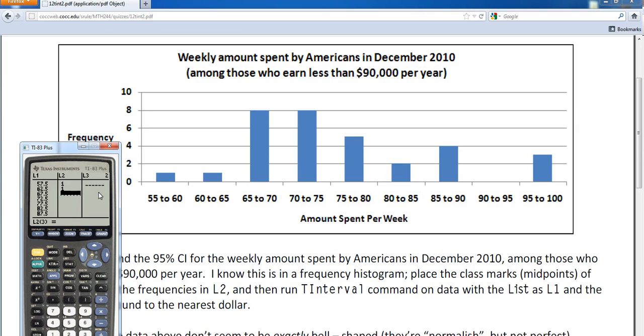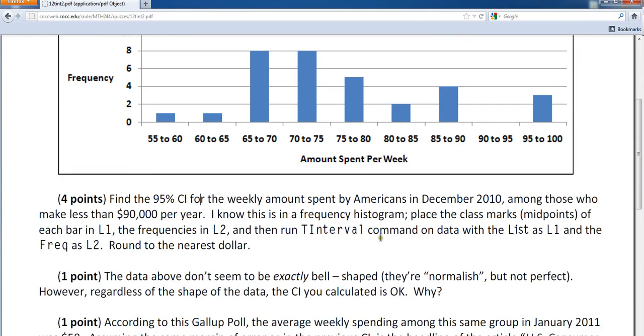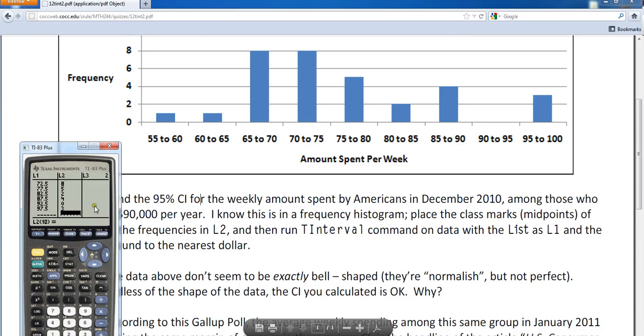Frequencies go in L2. There we go, we got our data in now. And the first thing I want you to do is find the confidence interval. We can use that to discuss. So let's find it. Clear this out, go to your stat menu, over to tests, and your friend when you're talking about averages is called the T interval. We do have data. The data is in L1, but the frequencies are in L2.